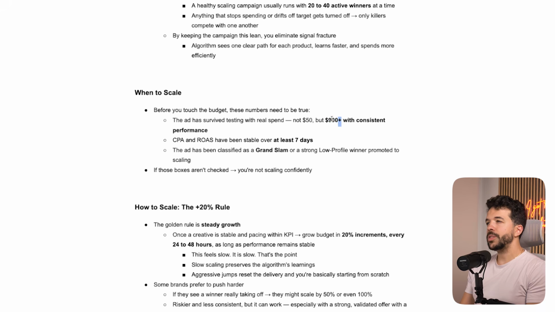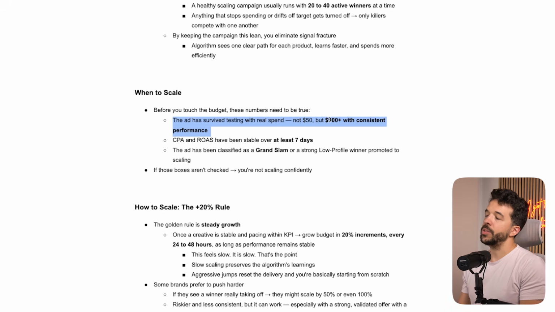Again, this $900 should be based on your AOV, so take it with a pinch of salt. It's more important that you get those 10 sales rather than you stick very strictly to the $900 in spend.